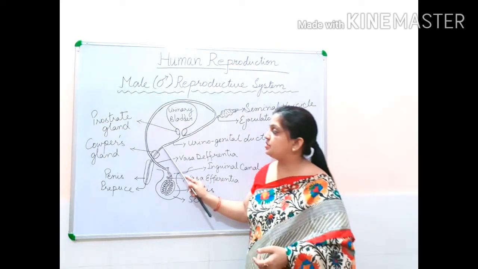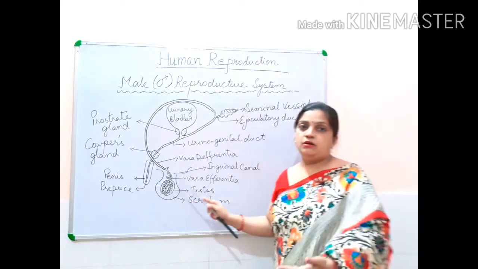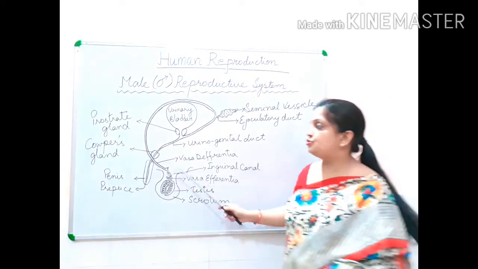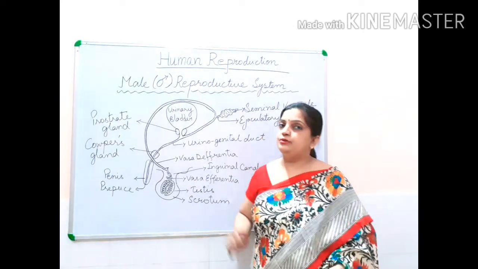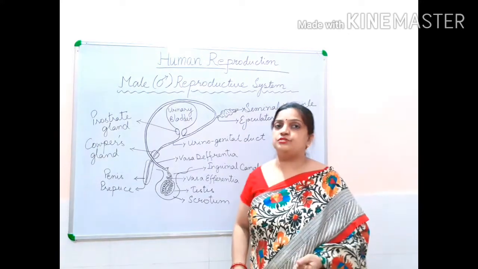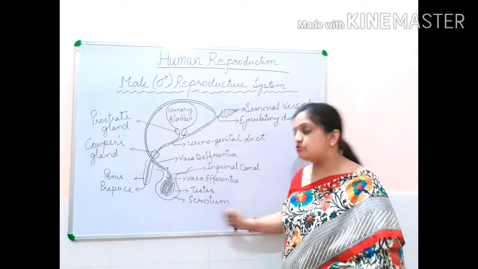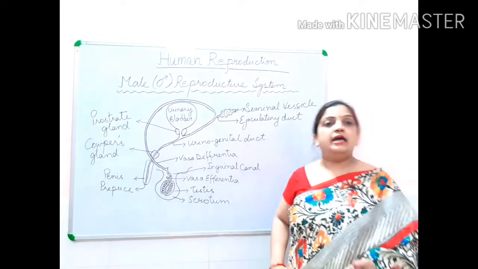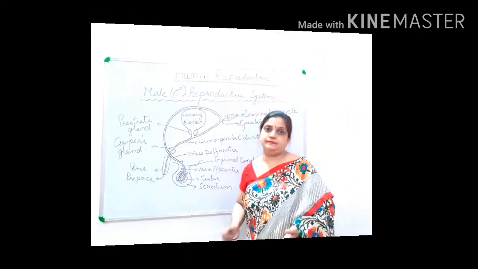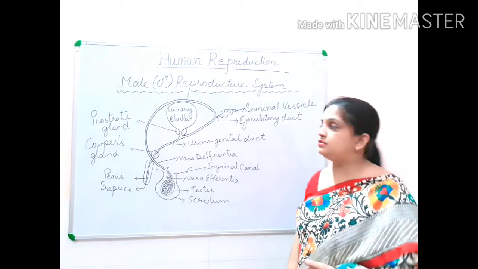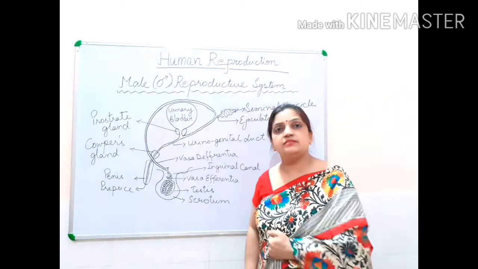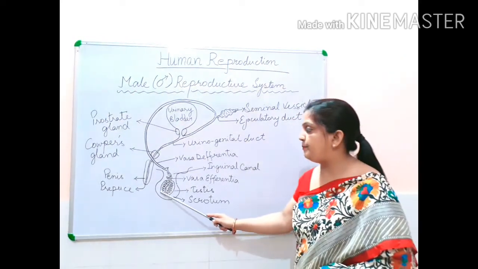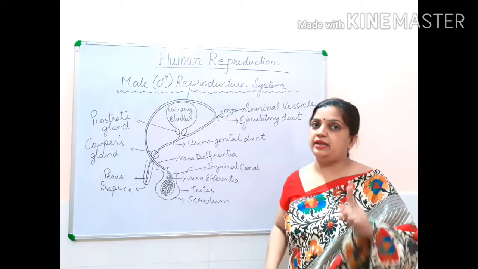Now this urinogenital duct opens outside the body into the penis, and the penis is an external genitalia which is used for the release of urine. That means it is used for the process of urination, and it is also used for the insemination process, for the transfer of semen into the female reproductive system. In the male reproductive system, I was telling you that each and every part will be discussed in detail. So the first part was a pair of testes. You can see a pair of testes has been drawn here. This is the main important part.